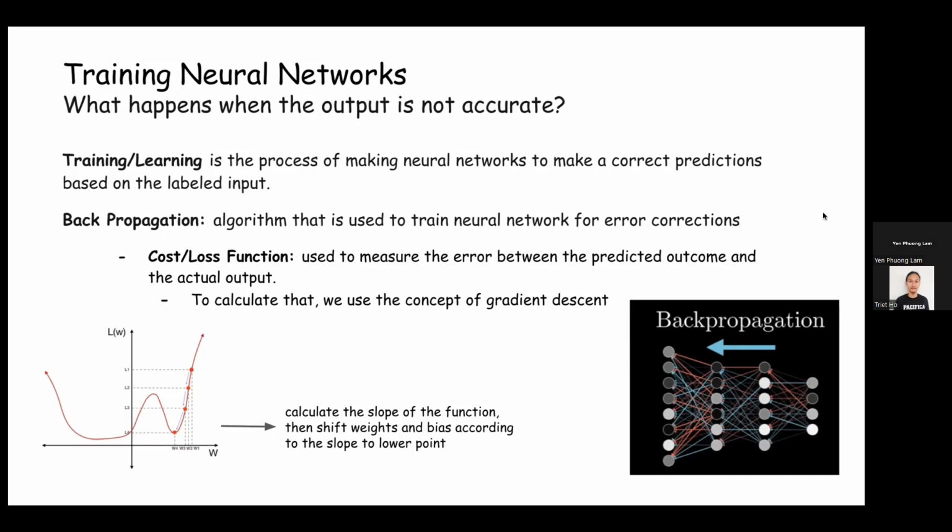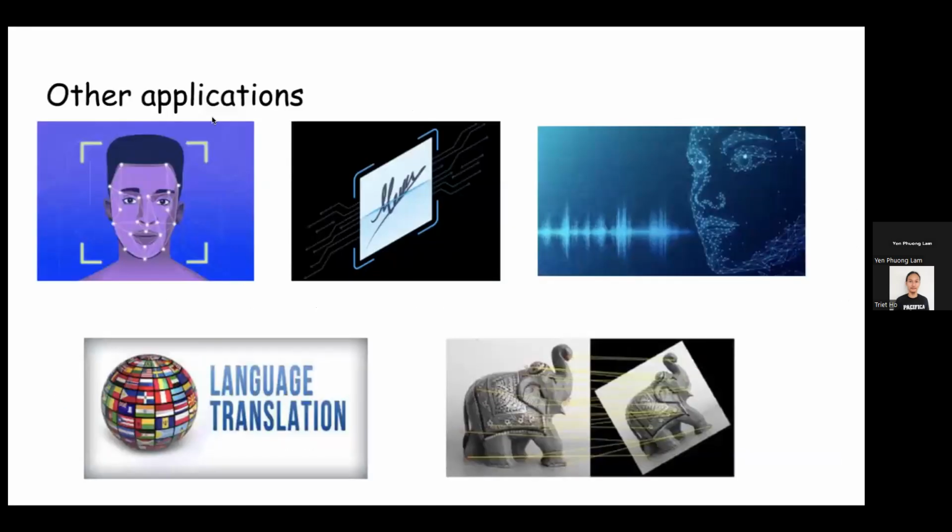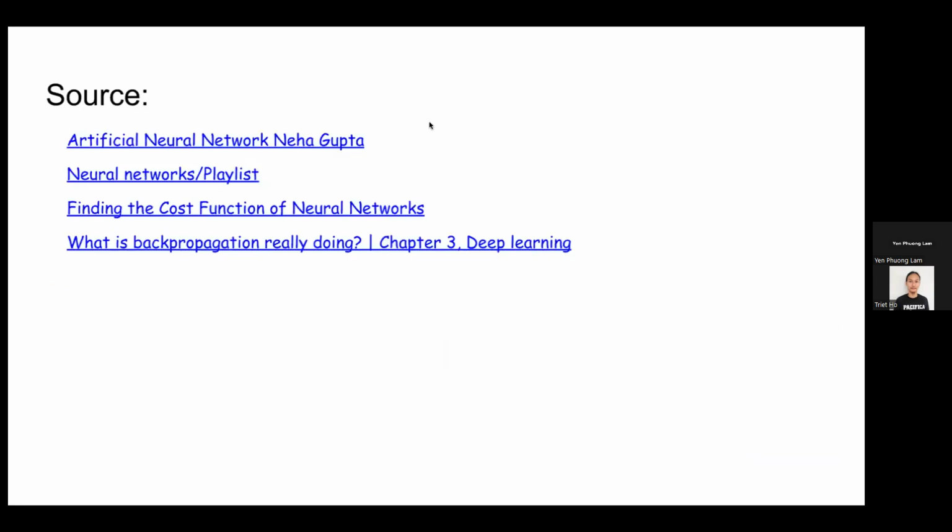Neural networks have many applications in our life. For example, we can use them for face recognition, recognizing signatures or handwriting, and voice or speech. We can also use them in language translation and image recognition. So that is all. This is short, and that's it.